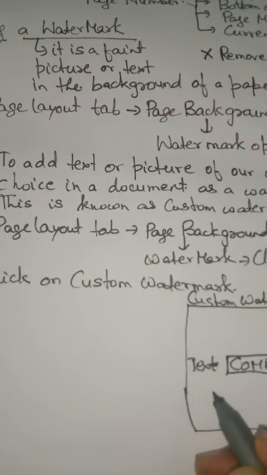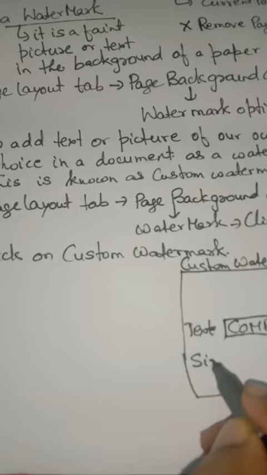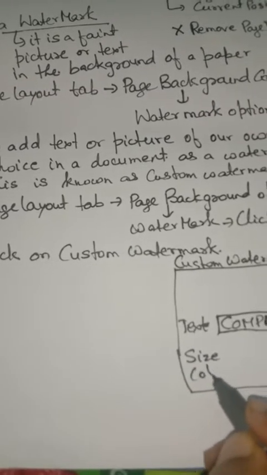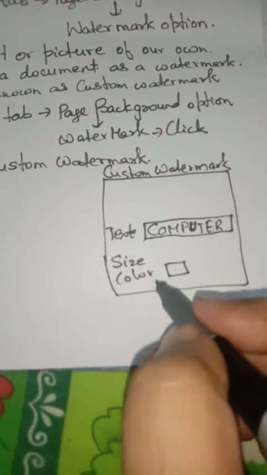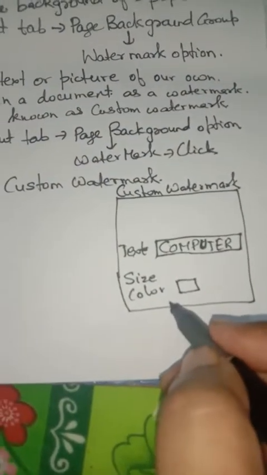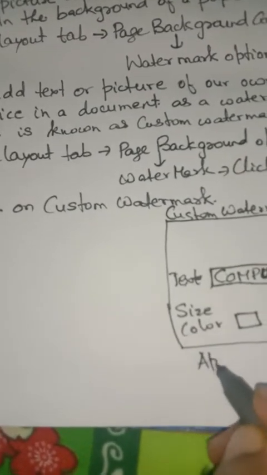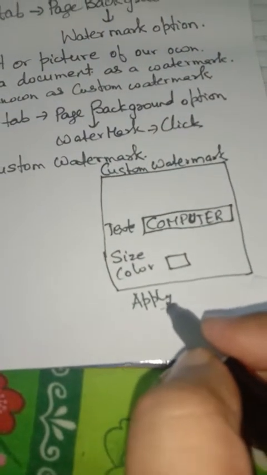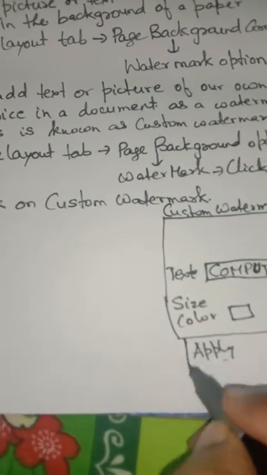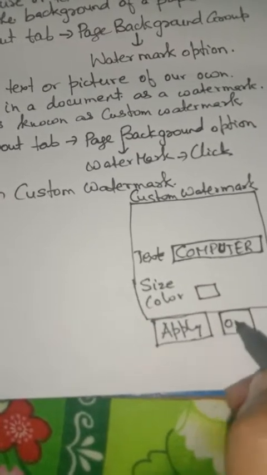We can also set the size and the color. The size and color options are also available over here. So we can set the size and the color of the text that we have selected, and then we can click on the apply button. As soon as we type the text over here, the apply button gets highlighted, and then after clicking on the apply button, we have the option of the OK button also.